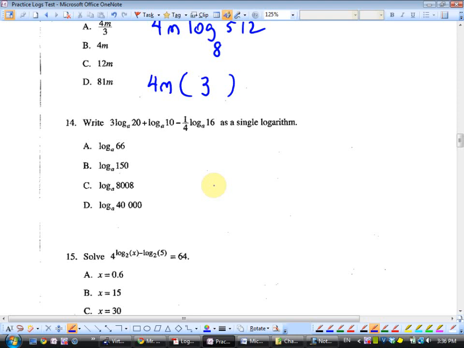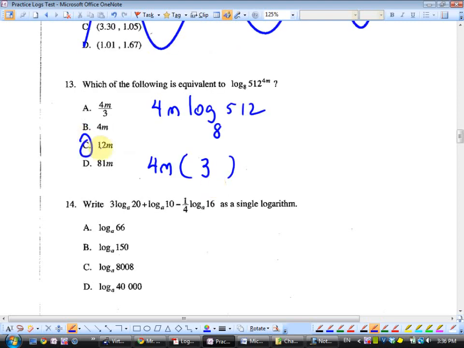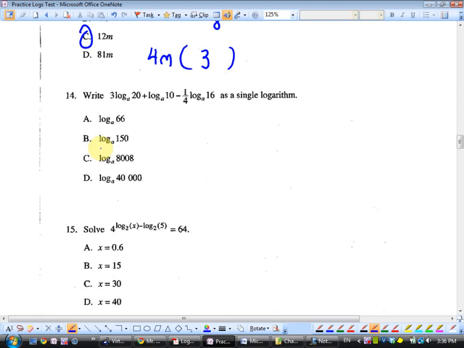Or are we on the calculator section now? I still would have done this in my head because I'm a nerd. How would you have done this with a calculator? Log 512 divided by log 8, or if you're really a nerd, ln 512 divided by ln 8, and that would have given you 3 even. Yep. Okay. Write that as a single logarithm. Oh, I forgot to circle the answer. C. Sorry. Good point.